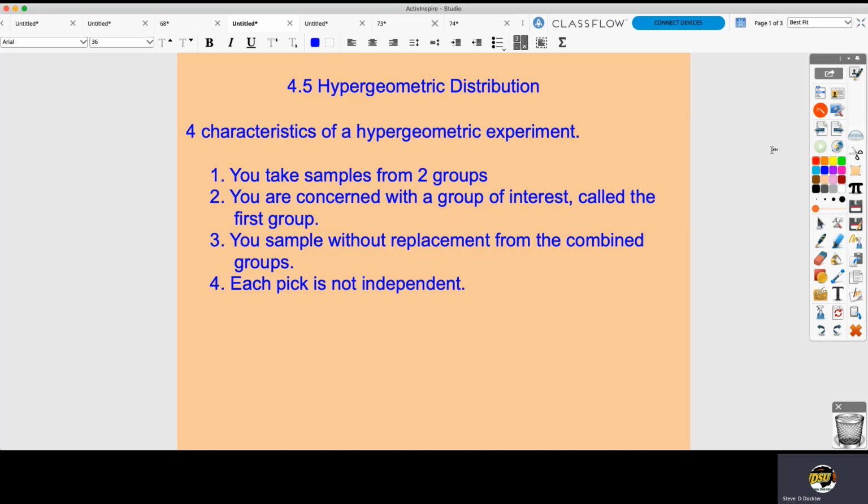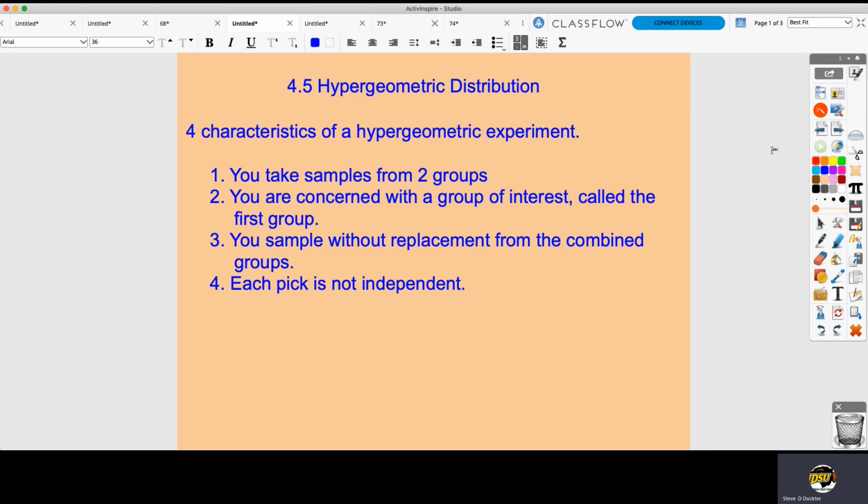Okay, this hypergeometric distribution though, for 4.5, to have a hypergeometric experiment, the biggest part is you are taking samples from 2 different groups. That is the only distribution where you're going to have two different parts. So for example, if I took a hypergeometric distribution of you guys, we could split you into juniors and seniors. We could split you into guys and girls. It's always 2 different groups.